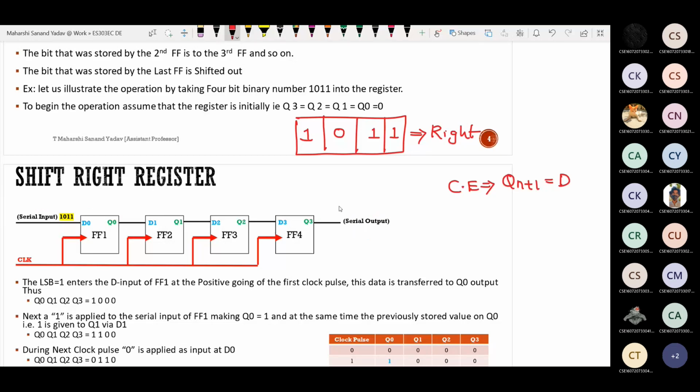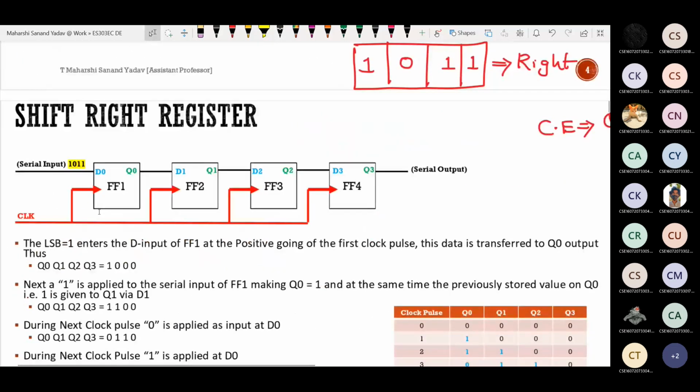First, which one enters, MSB or LSB? According to this diagram, which bit first enters into the flip-flop? Least significant bit or most significant bit? LSB. Correct. Least significant bit enters, which is nothing but this 1 will enter first. So initially I'm assuming the content present in Q0, Q1, Q2, Q3 as all zeros.